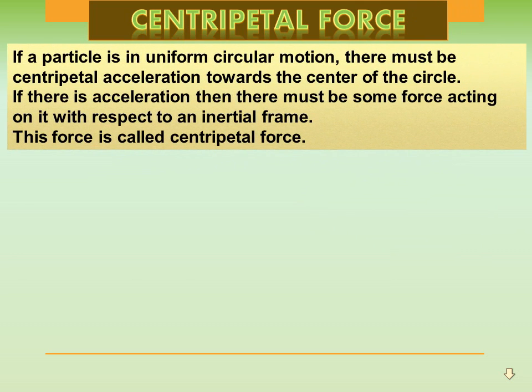Today we are going to deal with uniform circular motion and non-circular motion. Centripetal force. If a particle is in uniform circular motion, there must be centripetal acceleration towards the center of the circle. If there is acceleration, then there must be some force acting on it with respect to an inertial frame. Already I explained to you about inertial frames, and this type of force is called centripetal force. That means a centripetal acceleration towards the center of the circle.